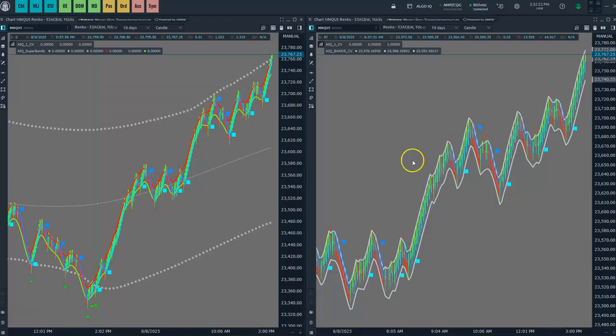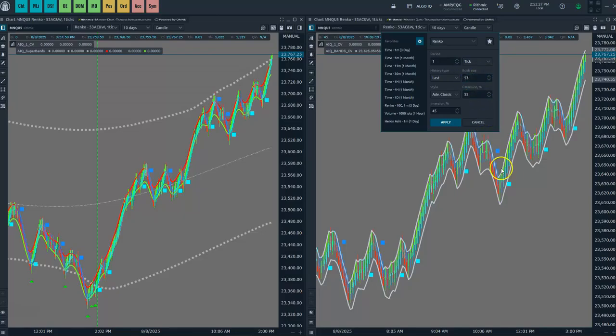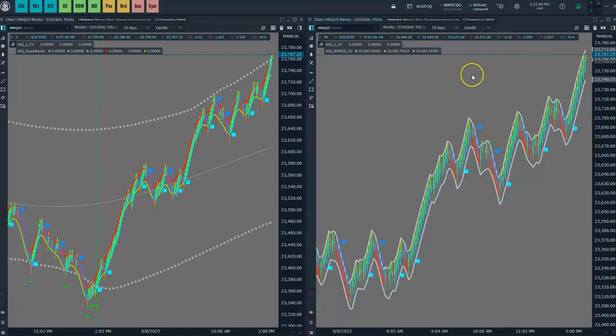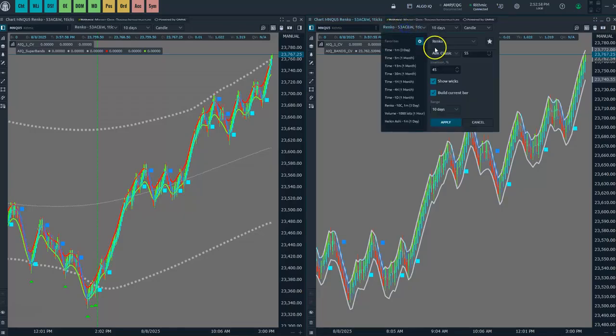If it's too fast for you, you can bump up your Renko brick size, the actual body of the candle. One thing I want to add here that I think I might have forgot. Oh yeah, show wicks. I always want to have show wicks as part of my candlestick construction. And you can see I have wicks over here, wicks over here. That's important.